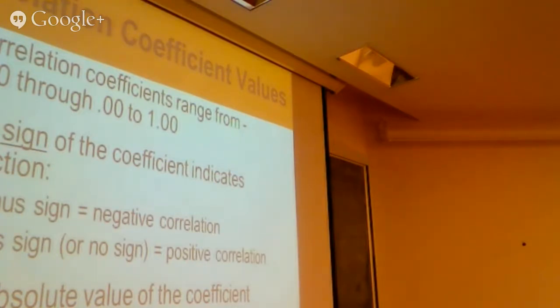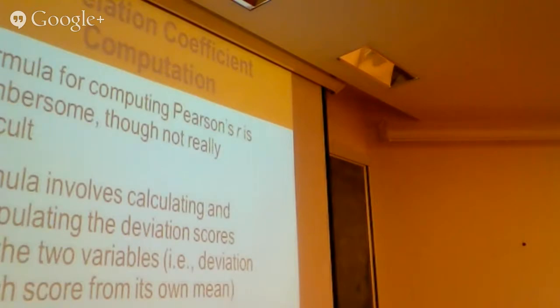Still with me? Excellent. So an r of -0.75 is actually stronger than an r of 0.5, even though -0.75 is less than 0.5, because it's the absolute value that matters. It's how close it is to either -1 or 1. That's what determines strength.